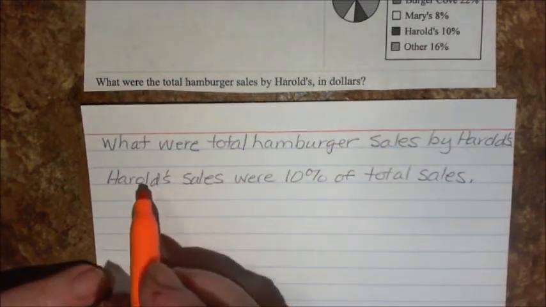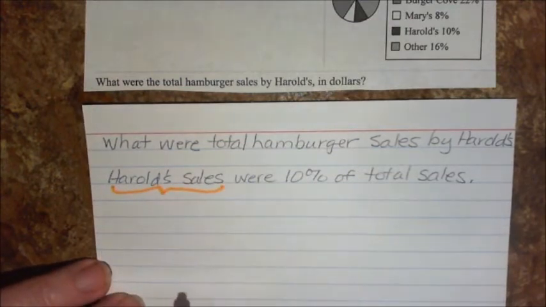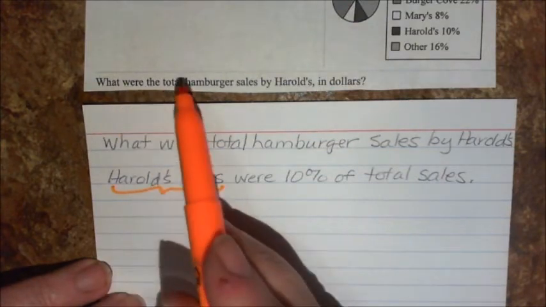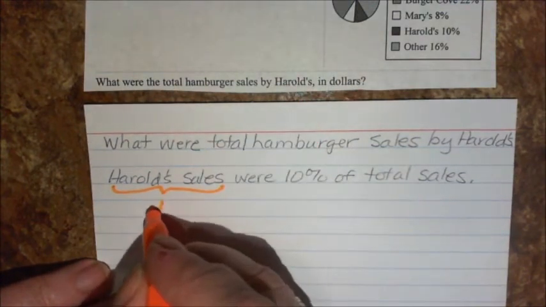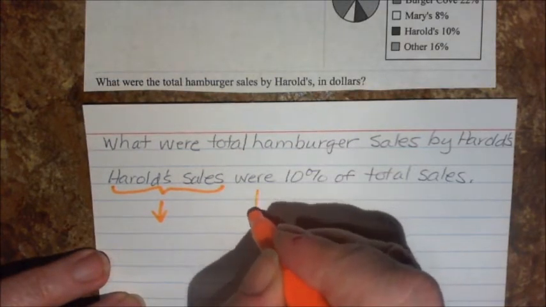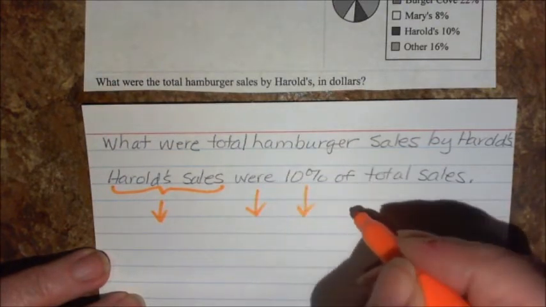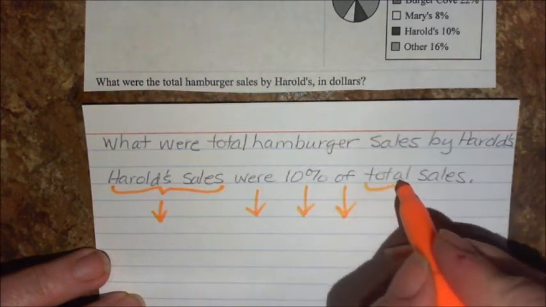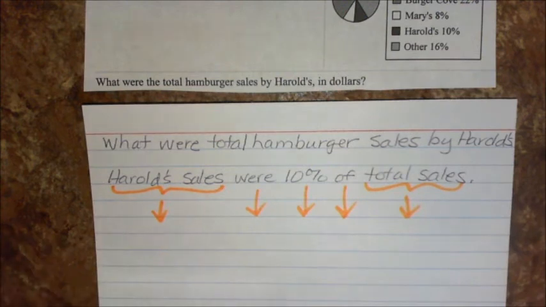So Harold's sales all means one thing, and that's what we don't know. It's asking what were the total hamburger sales by Harold's. So we know that's going to translate as our unknown, or our variable. Were, that's like is, are, was, were. Those all translate the same. 10% will translate, of will translate, and total sales, two words together, that will translate.